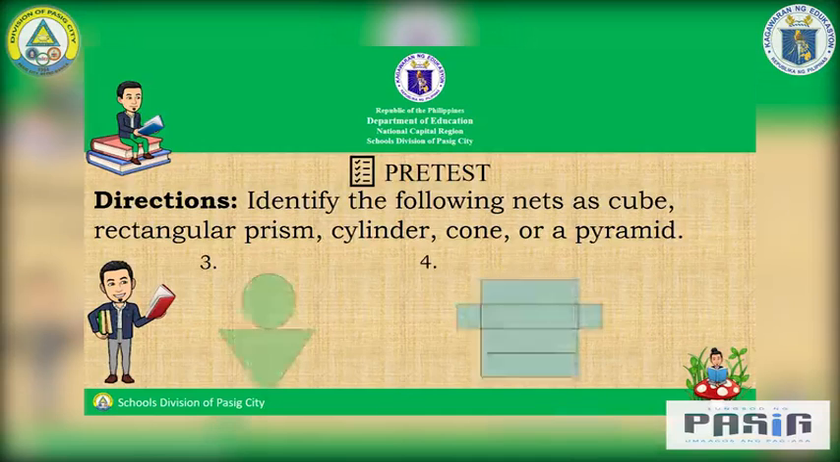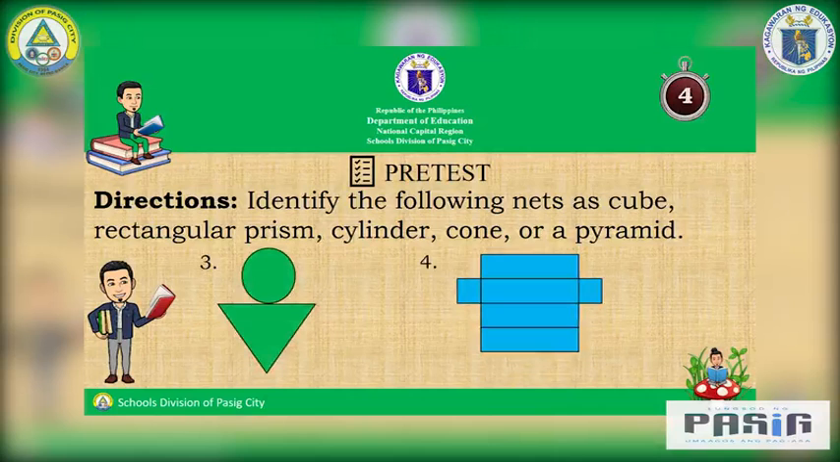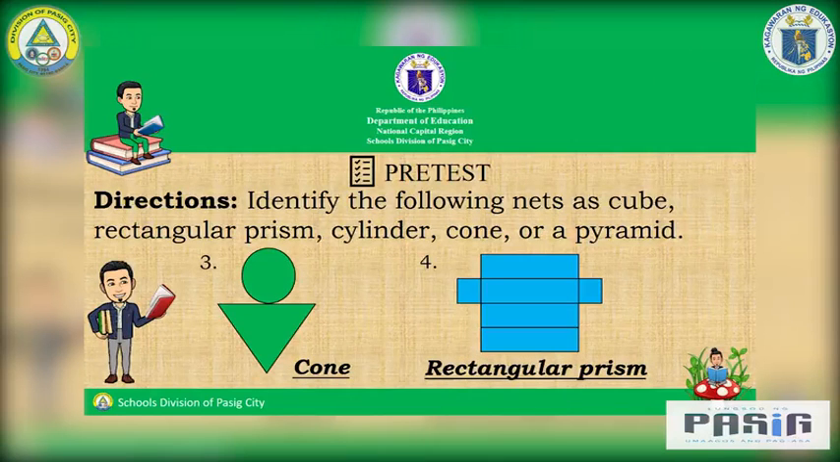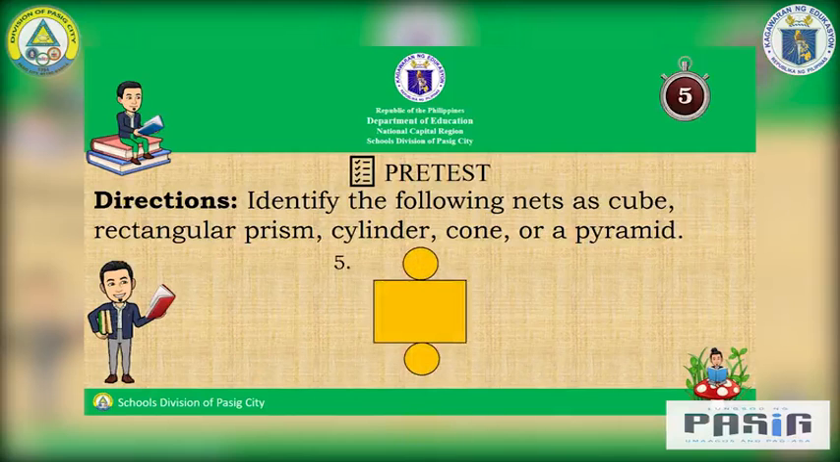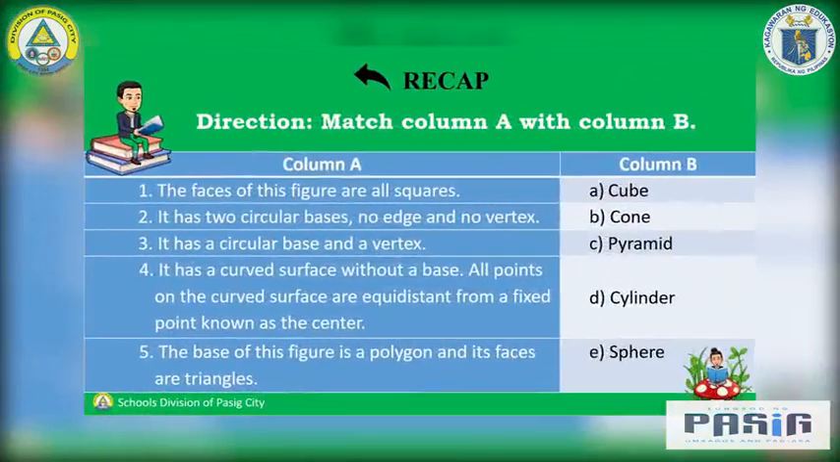For number 3 and number 4. Time's up. The answer for number 3 is cone. For number 4, rectangular prism. And for number 5, time's up. The answer is cylinder. Did you get all the correct answers? Very good.